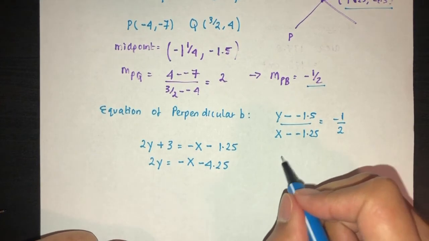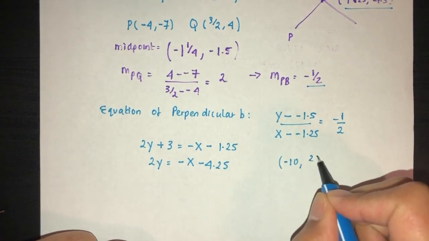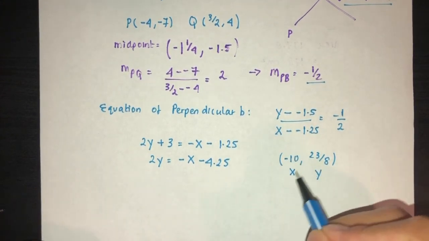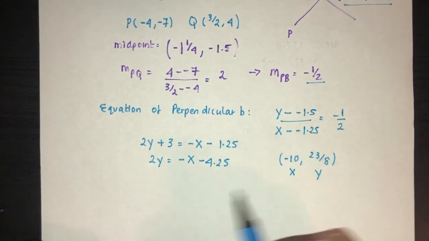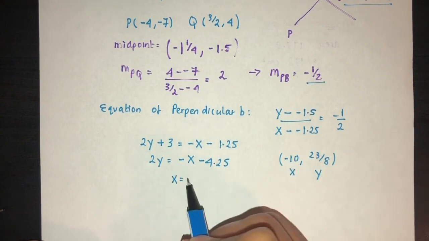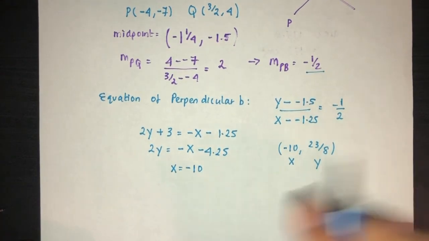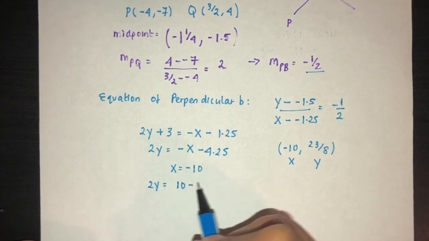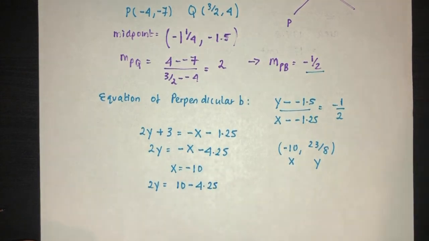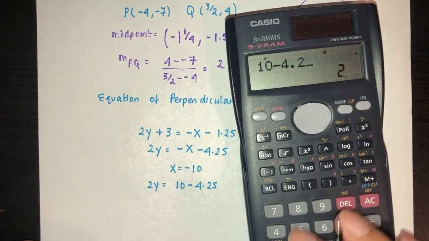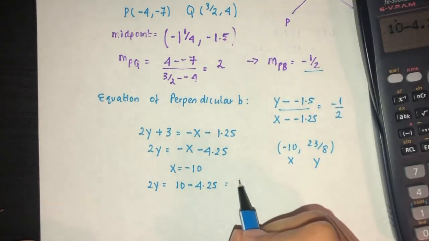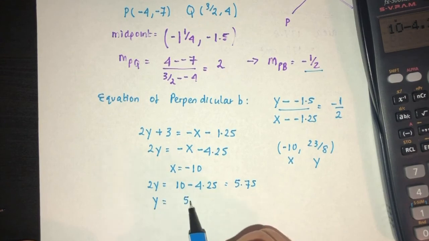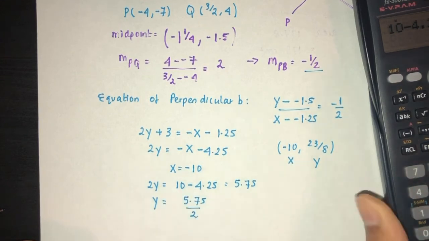So pretty easy. The point is (minus 10, 23 over 8). This is your x and this is your y. So if you replace this x value here, you have to show y equal to this. So let's do that. x is equal to minus 10. What is your y value? So you have 2y is equal to minus 10 will be 10 minus 4.25, that is 5.75, and y will be 5.75 divided by 2.